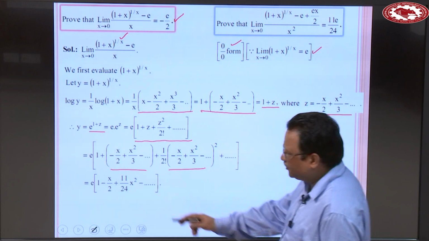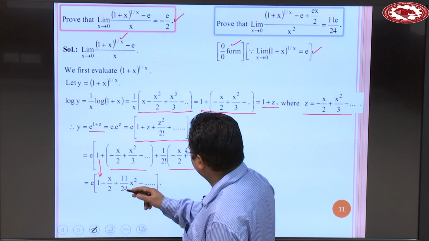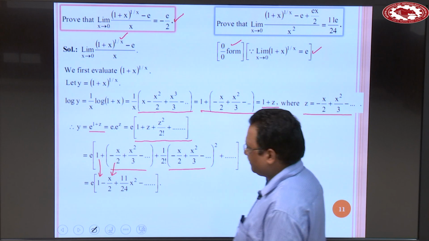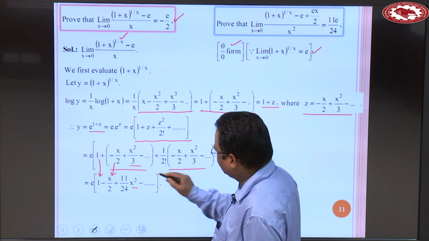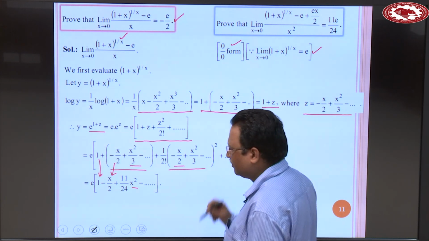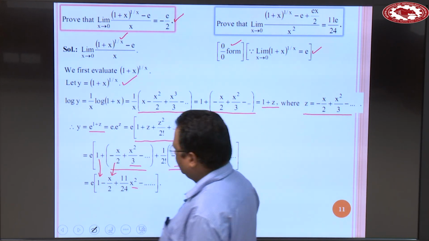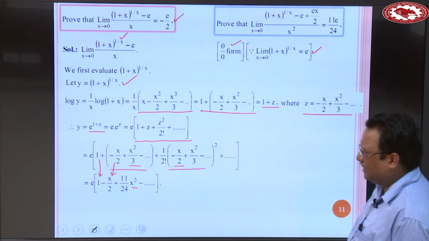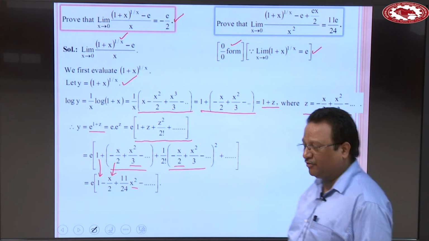Simplify e into e. First one term this, x over 2, here we obtain x square, so x over 2 this term, and then combine the coefficient of x square. One term from this and one term from this, we obtain 11 over 24 x square minus and so on. So y is equal to e into 1 minus x over 2 plus 11 over 24 x square minus and so on. Next term some coefficient of x cube, next term some coefficient of x power 4 and so on.